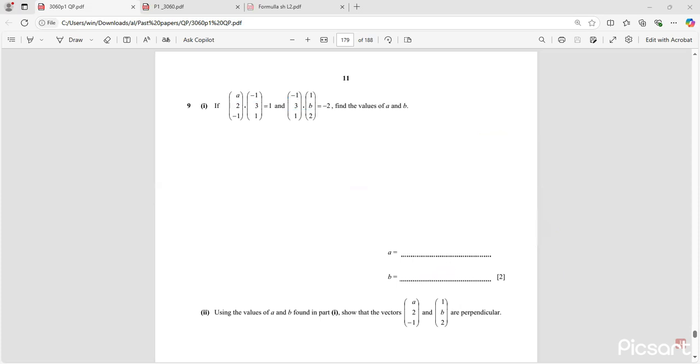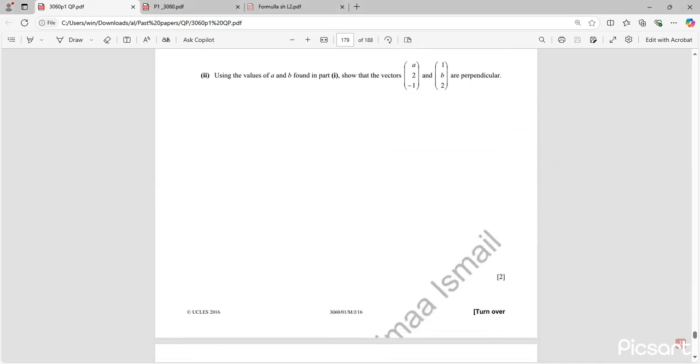Let's see the next, using the values a and b from part I. Show that the vectors, we're going to kick a and make it 4, and instead of b put negative 1, are perpendicular. So 4, negative 1 multiplied by 1, negative 1, and 2 must equal 0. Because they are perpendicular, the dot product of perpendicular vectors must equal 0.